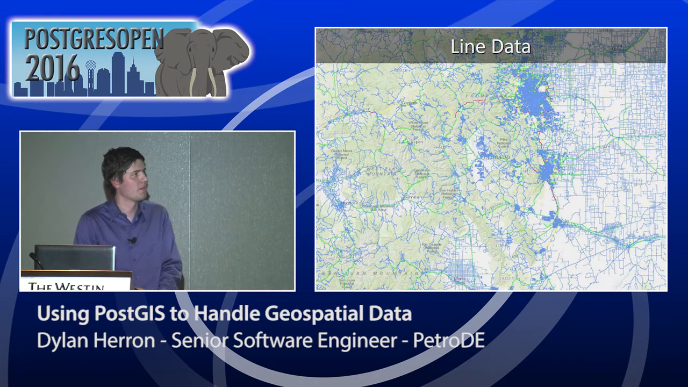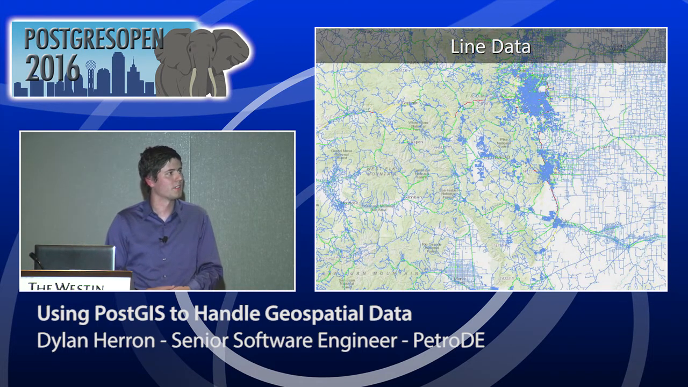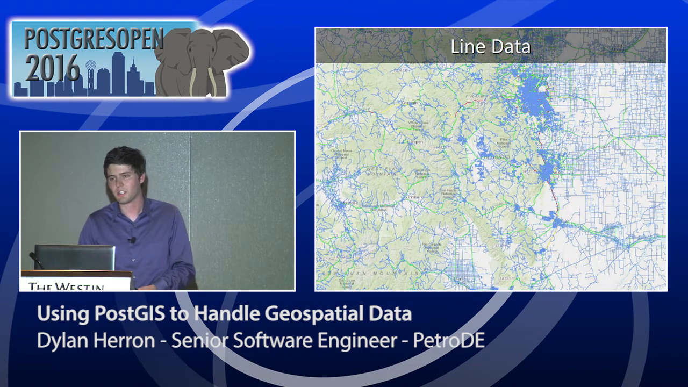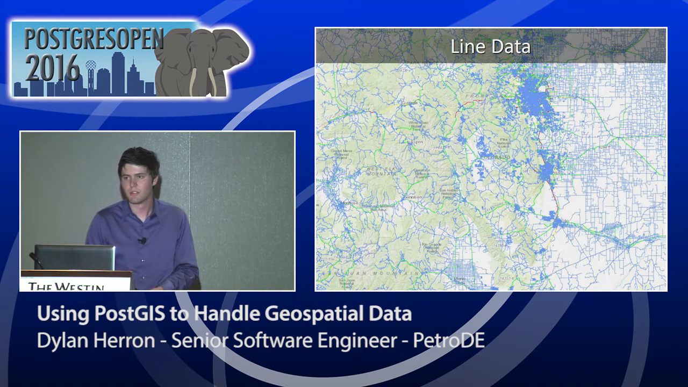The next type of data we work with a lot is line data. So here's an example of the street data for all of Colorado.